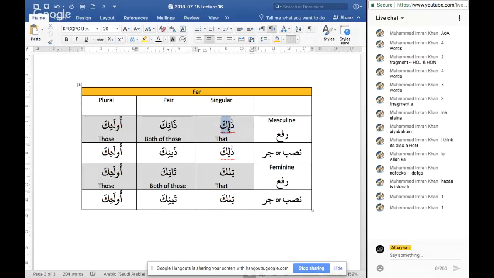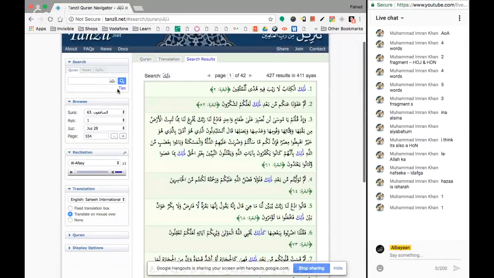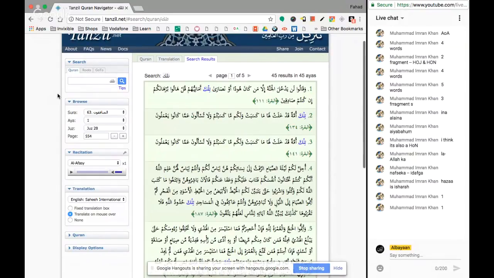Now I'm going to do the same drill and search them in the Quran for you, just to give you an insight of how widely they're used. All right? So I put zalika here, and you see there are 427 results. It's quite widely used in the Quran. Then you have tilka, which also has quite good results, like 45. It's used quite a lot in the Quran too. Then we have this ulaika.